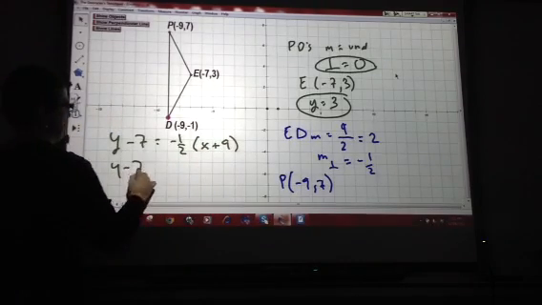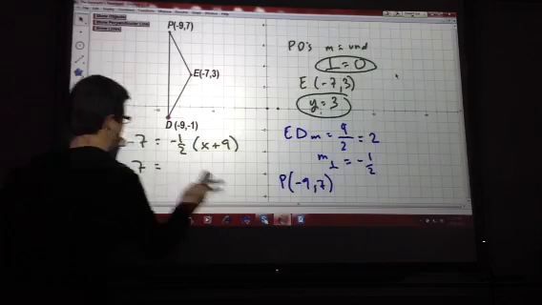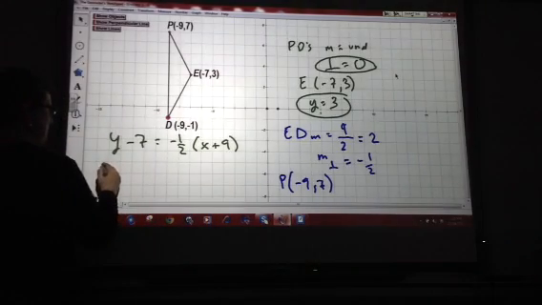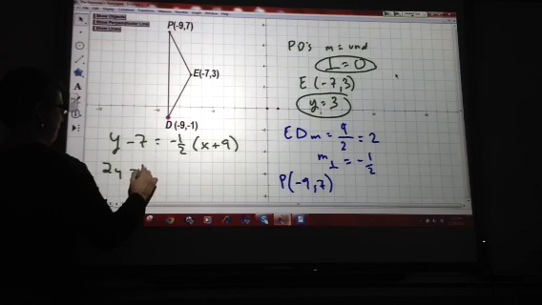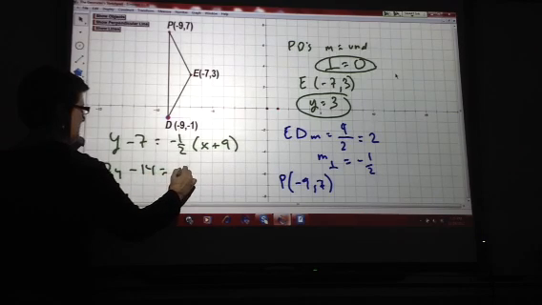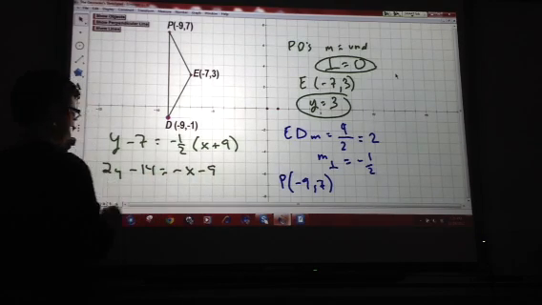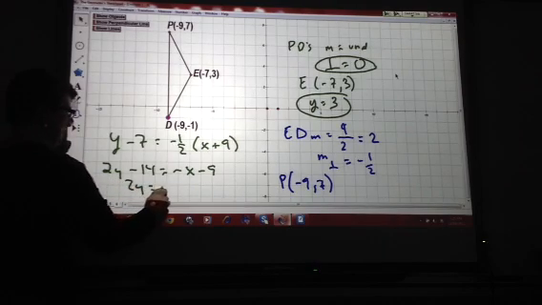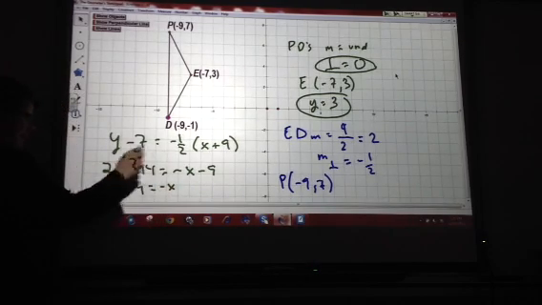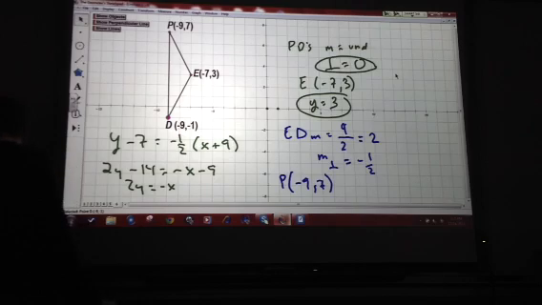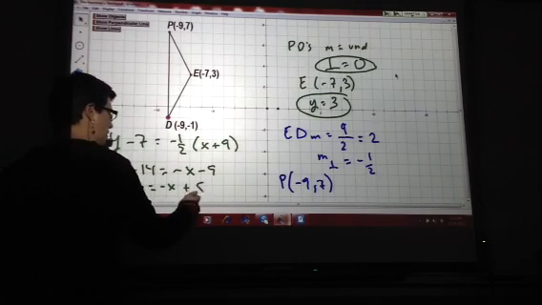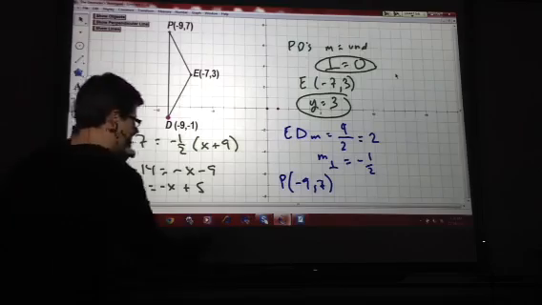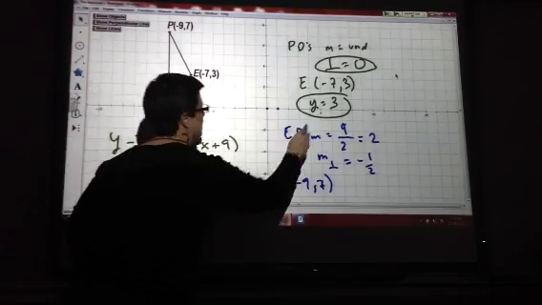So y minus 7, oh, silly me. Why don't we multiply everything by 2 here? So I have a 2y minus 14 is equal to minus x minus 9. So now I have 2y is equal to minus x, add 14, excuse me, to both sides, so I have a plus 5. So now I have y equals 3 and 2y equals minus x plus 5.